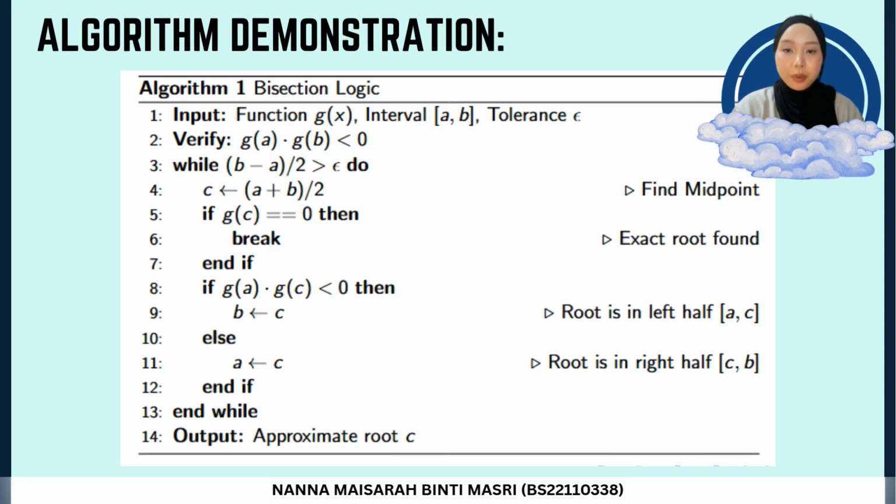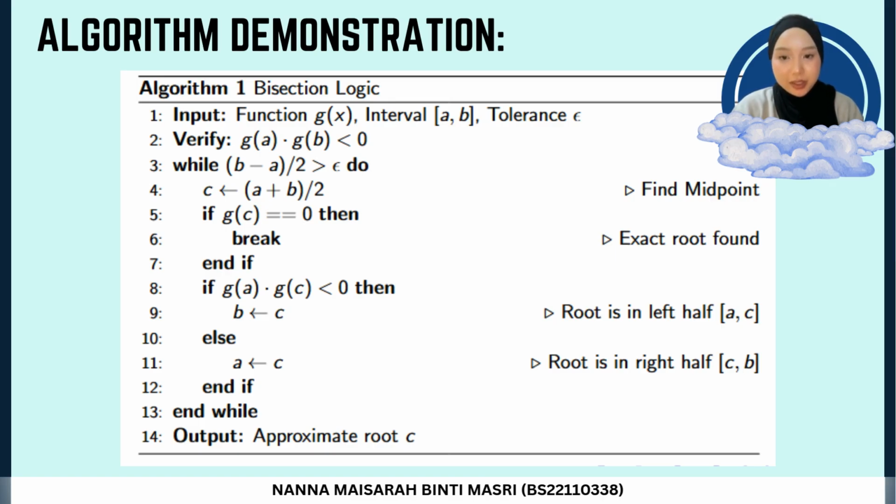Next, we move on to algorithm demonstration. The algorithm relies on the intermediate value theorem. We start with an initial interval AB where the function signs are opposite, meaning g(a) and g(b) have different signs. This guarantees a root exists between them. Inside the loop, we calculate the midpoint C. We then evaluate the function at this midpoint.